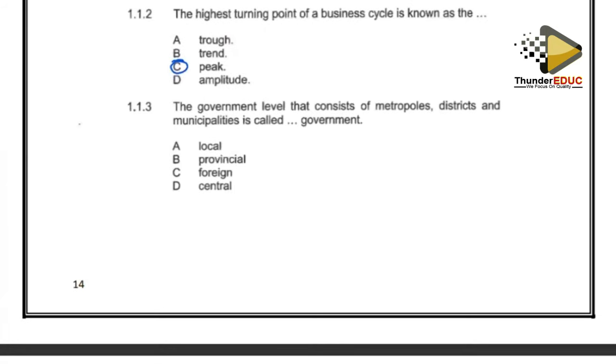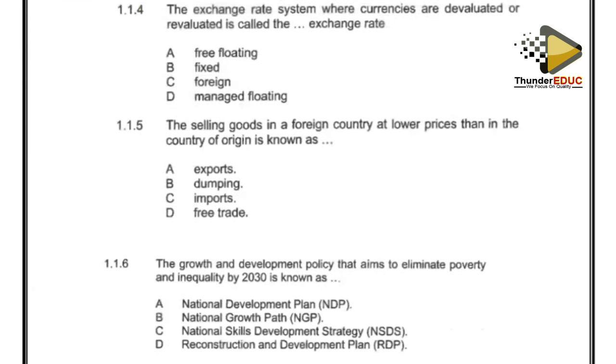The next one, we have 1.3. The government level that consists of metropoles, districts, and municipalities is called dash. It is called what? Provincial, which is B, right? So moving on to the next question. Next question, we have 1.4.